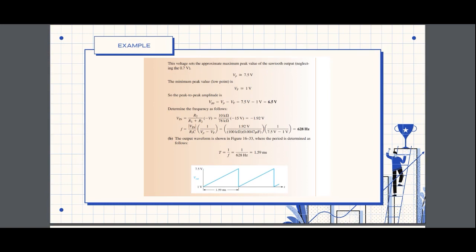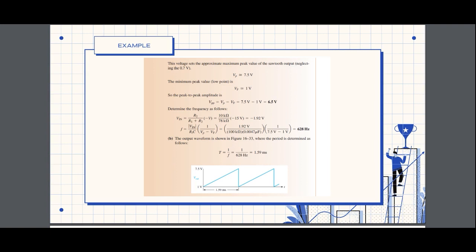The peak to peak amplitude is found by subtracting the minimum peak value from the sawtooth output voltage, so we have 6.5 volts. Then determine the frequency as follows. Following our equation earlier, we have 628 hertz. In order for us to draw our graph, we have to determine the period. Time equals 1 over frequency. Our frequency is 628 hertz, and solving it we have 1.59 ms.